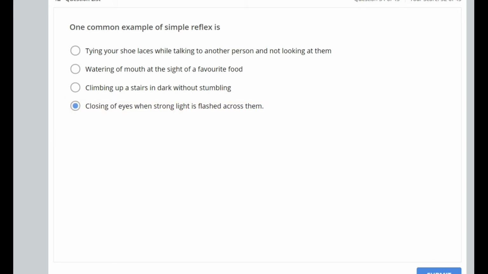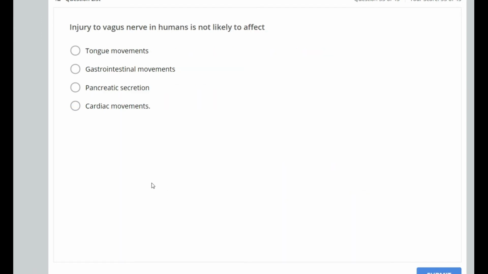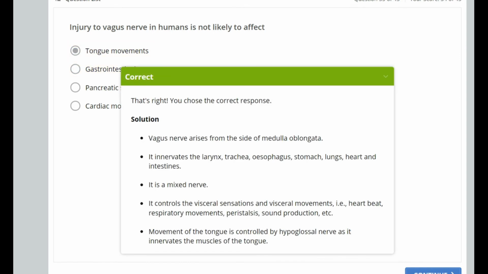Option D, closing of eyes when strong light is flashed across them. Injury to a vagus nerve in humans is not likely to affect tongue movements, gastrointestinal movements, pancreatic secretion, cardiac movements. Option A, tongue movements, is the right answer.